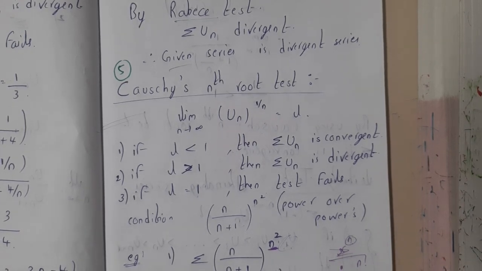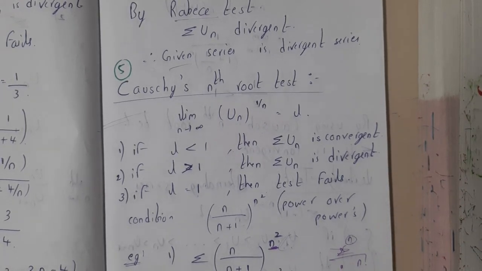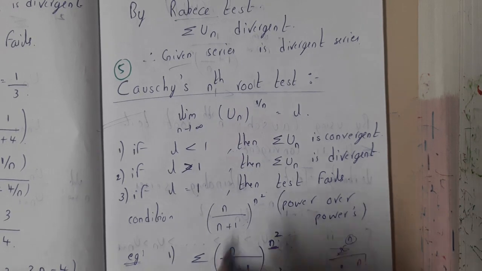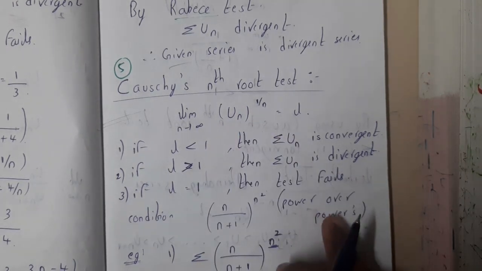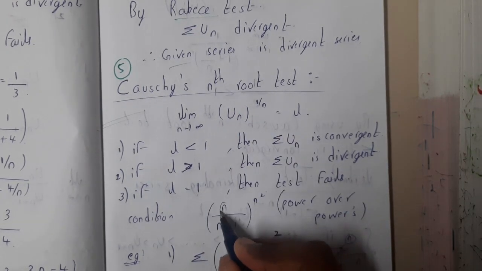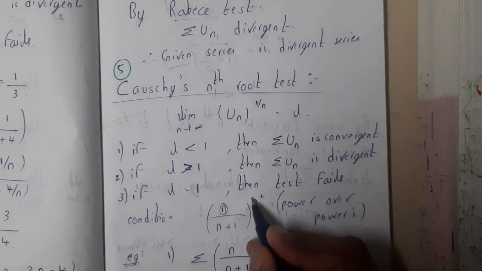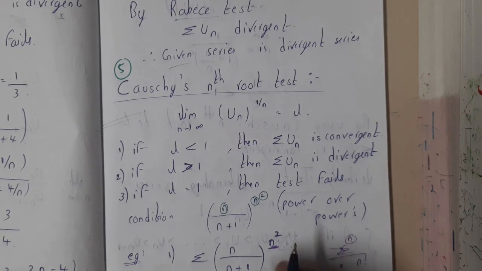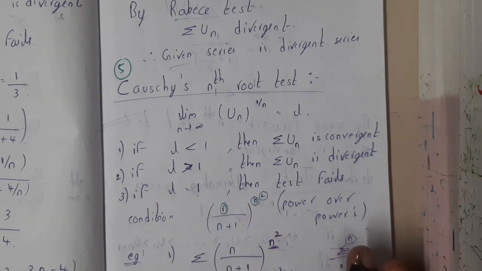In this lecture, let us use Cauchy's nth root test to check whether it is convergent or not. Basically, whenever the formula is in the form of a power of a power, so here we have n, and inside this power we have n, and for that we have some other power, in this kind of situation we will be using the Cauchy's nth root test.